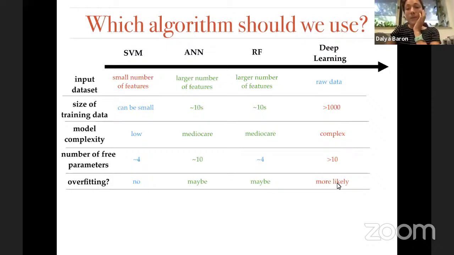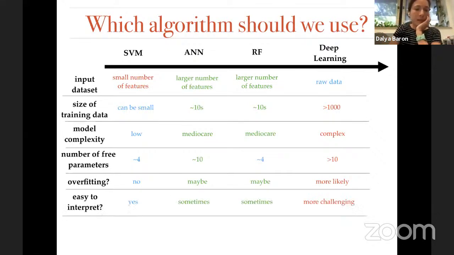overfit the data. And in deep learning, this is more likely. And this is something we need to think about if we apply deep learning to our data set. In terms of interpretation, since we're scientists and we're interested in understanding what is going on and why the algorithm decided to predict one class versus the other, in SVM, since it is a rather simple model that cuts the parameter space using simple lines or functions, it is easier to understand what is going on and why the algorithm performed the classification it had.